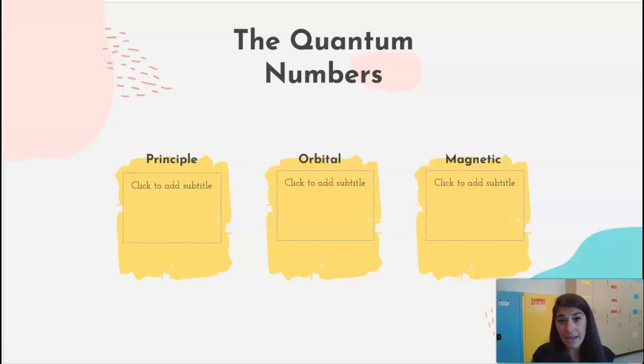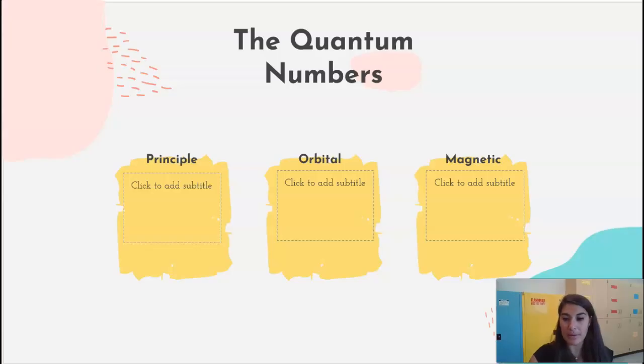And then our magnetic quantum number is describing the orientation of the path in 3D. For each of our sublevels, we have a different number of orientations. For S, we had 1 orientation. For P, we had 3 orientations. For D, you have 5 orientations, and for F, we have 7 orientations. Okay, so hopefully that was all now fresh back in your head.